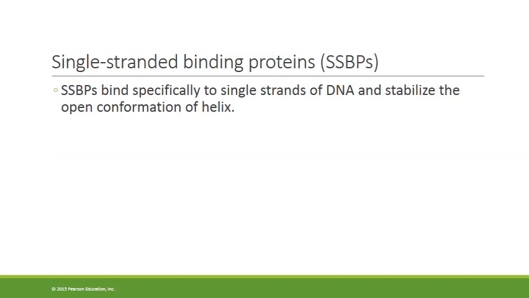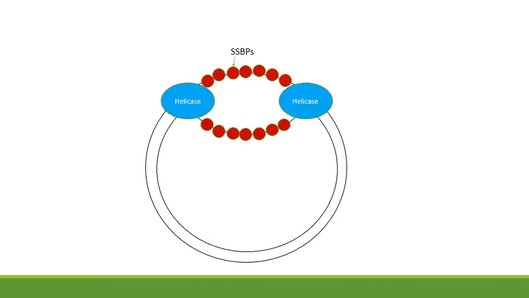The single-stranded binding proteins specifically bind to single-stranded DNA and stabilize that open conformation of the helix. So DnaA was able to open up the DNA. Helicase can continue to unwind the DNA. You can see DnaA is the one that breaks the seal, and the helicase then continues to break the hydrogen bonds as we go on. These single-stranded binding proteins maintain that structure for the DNA polymerase to come in.